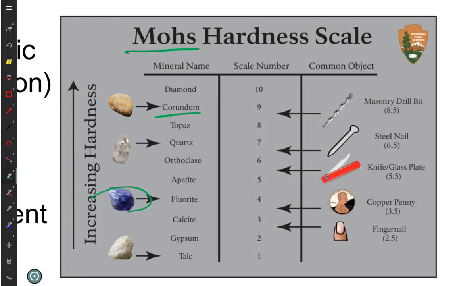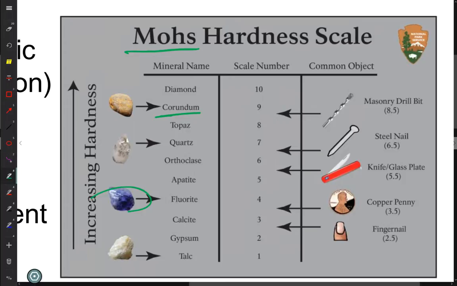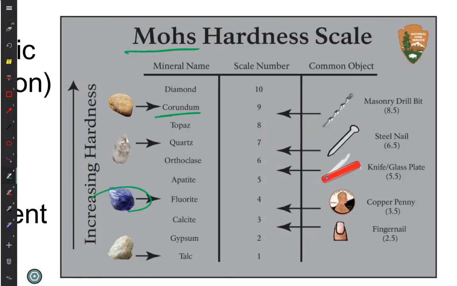Notice we also have some common materials. A masonry bit is 8.5. That means it's not going to be able to do much to drill sapphire or diamond.